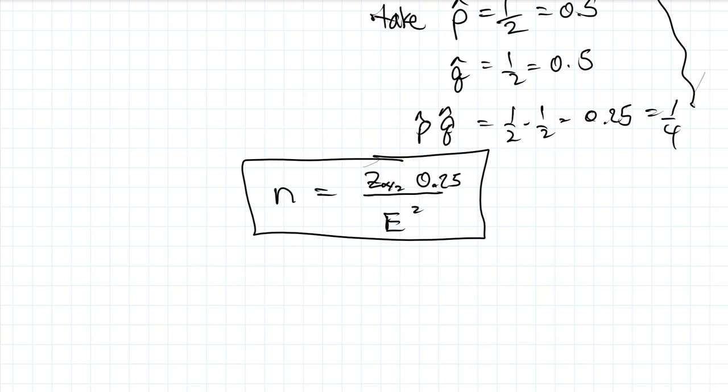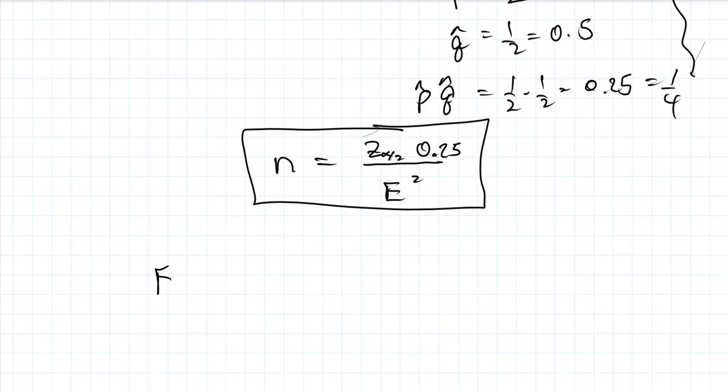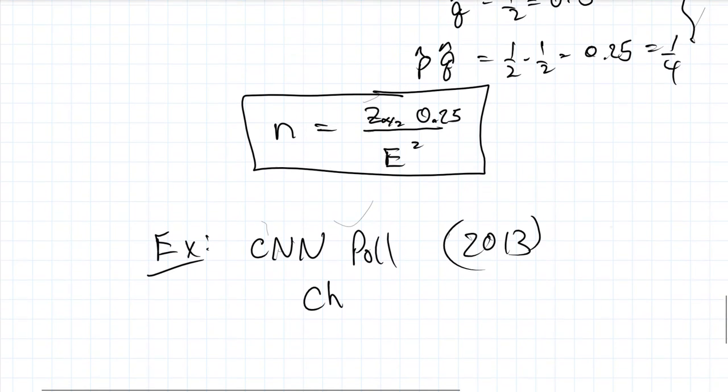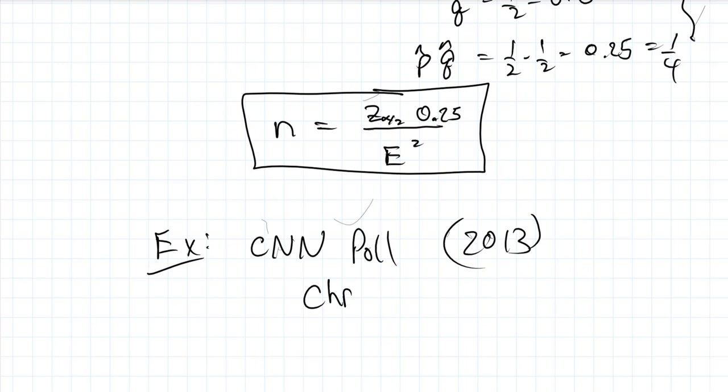So we have an example that we can work with. There was a CNN poll. I'll try to bring this up in a little bit, but there was a CNN poll, and this one came from 2013, this article, and it involved Chris Christie and Andrew Cuomo, and these are all potential candidates for president. And then the other one in the mix was Hillary Clinton in 2013.